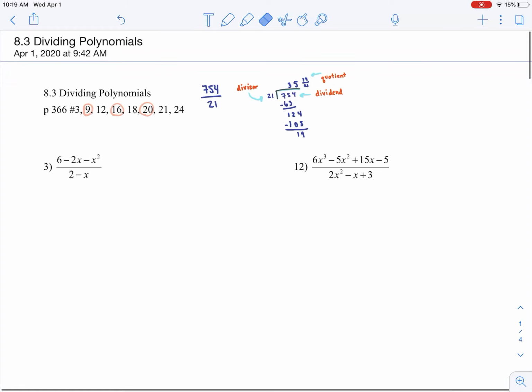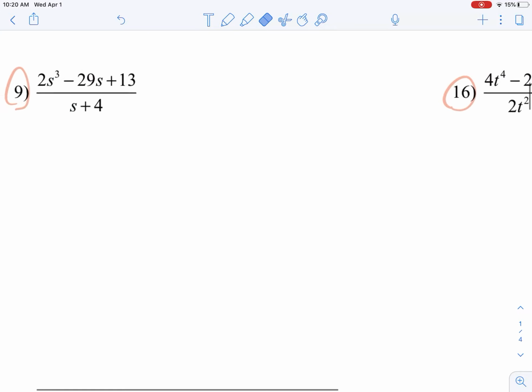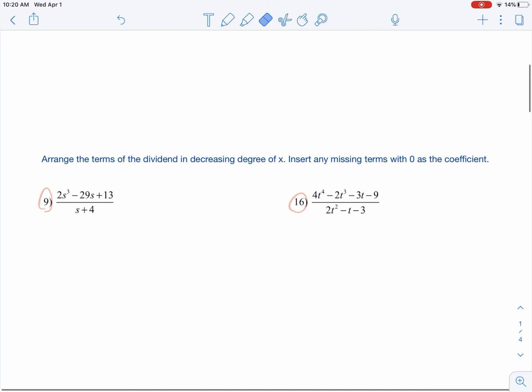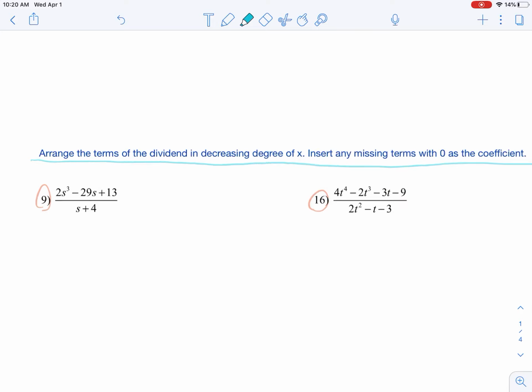This is the exact same thing, but with polynomials. I am doing number 9, 16, and 20. The rest are up to you, depending on how you want to do it. I put a little line of notes in here: arrange the terms of the dividend in decreasing degree of x, and insert any missing terms with 0 as the coefficient. Okay, here's what that means.